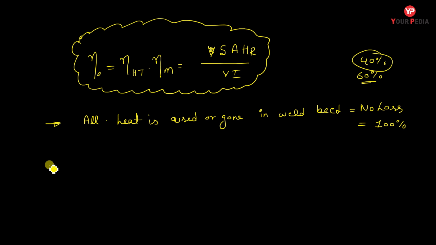Now if the efficiency is 100%, that means speed into area into HR equals VI. Similarly, in resistance welding, if efficiency is not given, we can assume it as 100%, but not in the case in which we have to calculate the efficiency. Now the units of these quantities: speed is mm per second, area is mm square, HR is joule per mm cube, and the unit of VI is watt.